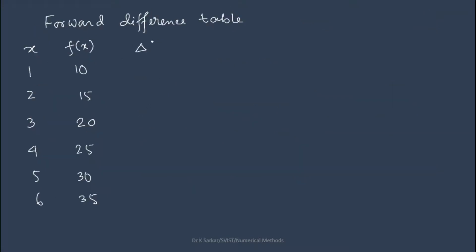So del f(x), the first order difference, is 5, 5, 5, 5, 5. Del 2f(x), the second order difference, is 0, 0, 0, 0. As all of these are 0, there is no need to find the higher order differences.